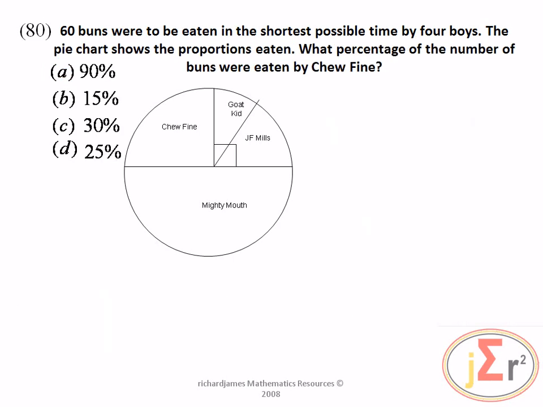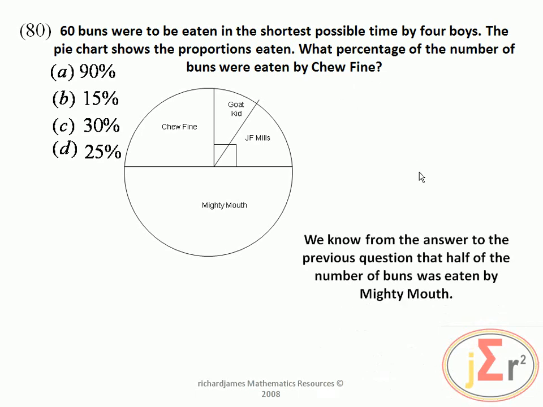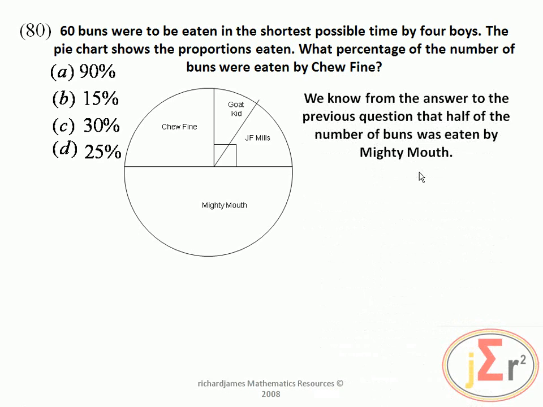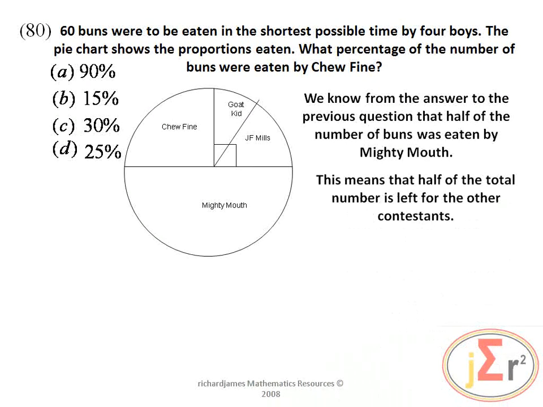We have the same problem, but the final question is, what percentage of the number of buns were eaten by Chew Fine? We know from the answer to the previous question that half of the number of buns was eaten by Mighty Mouth. This means that half of the total number is left for the other contestants.